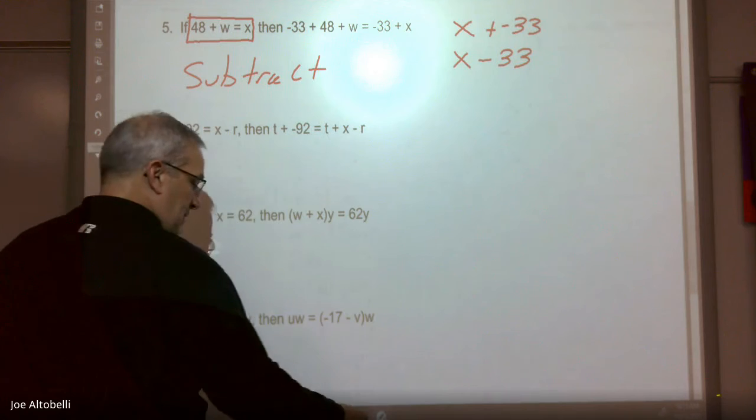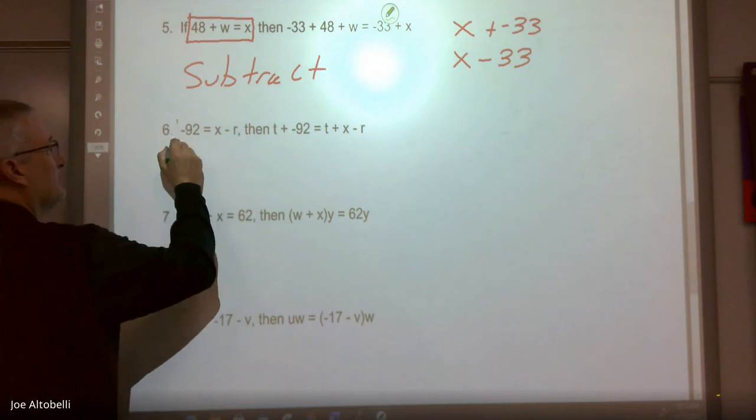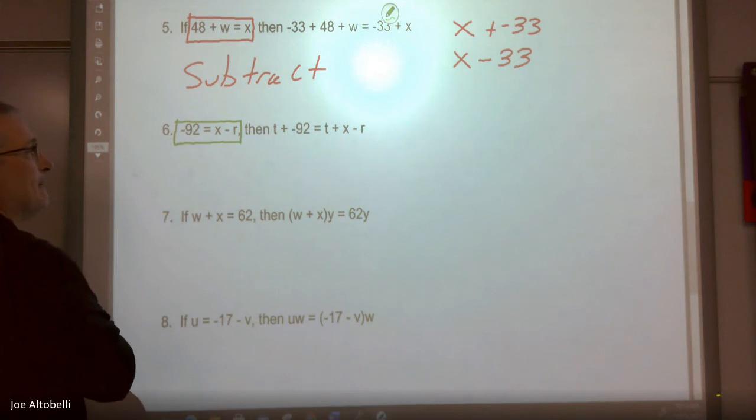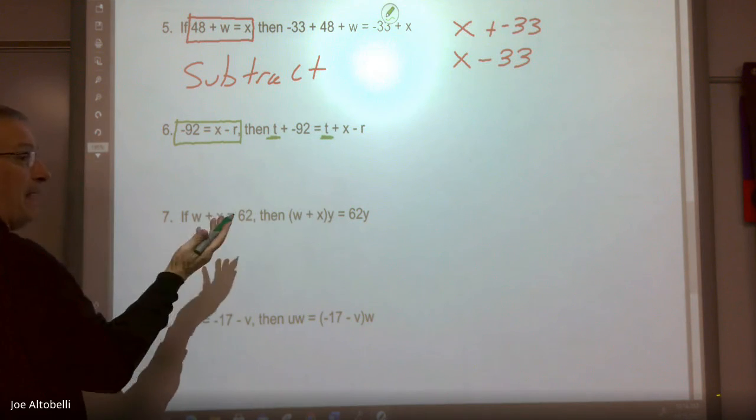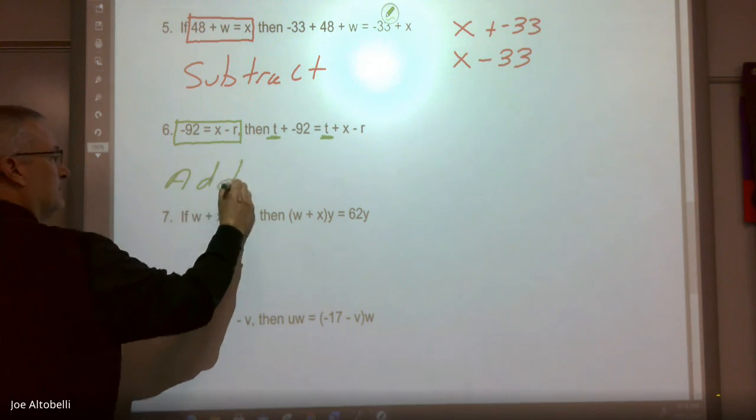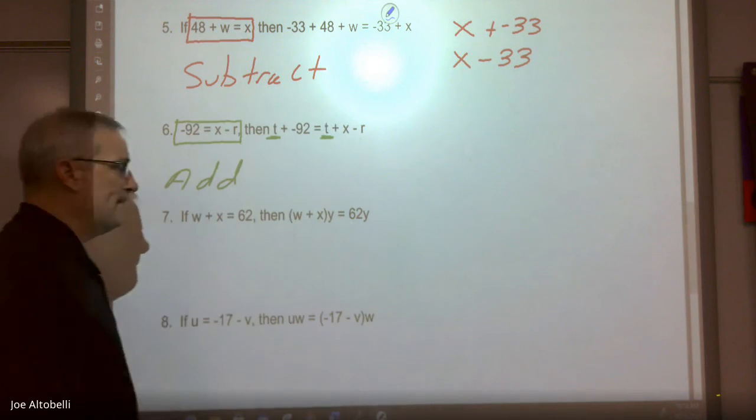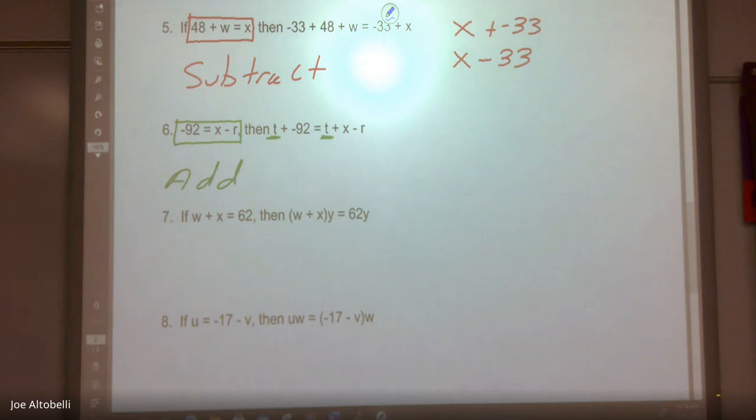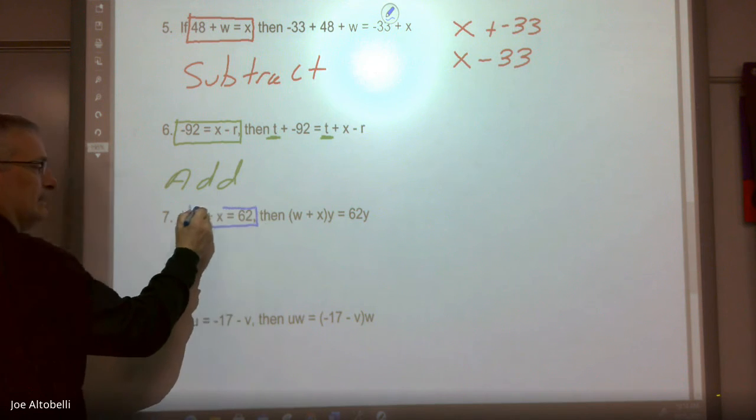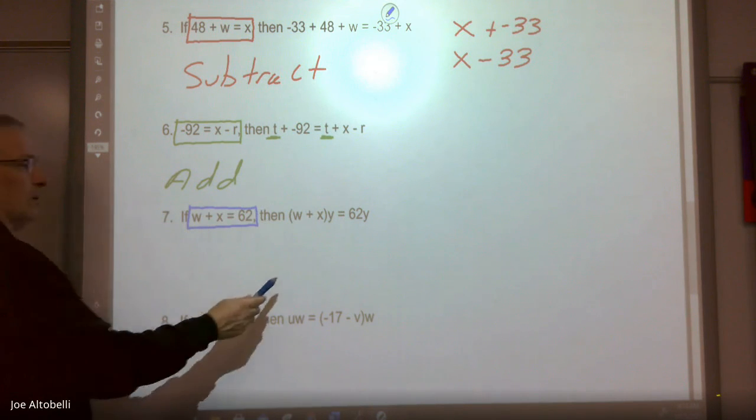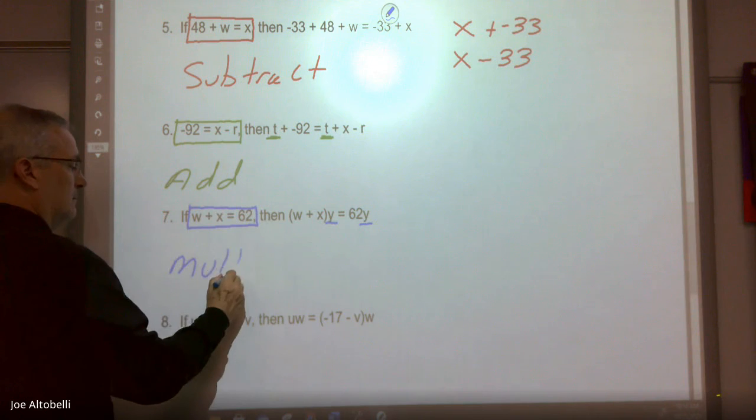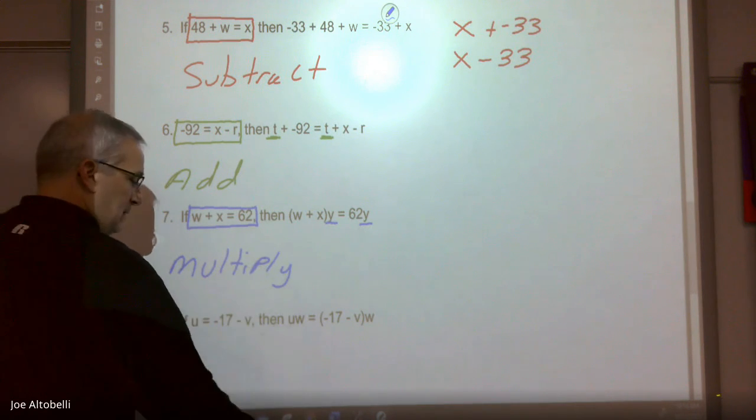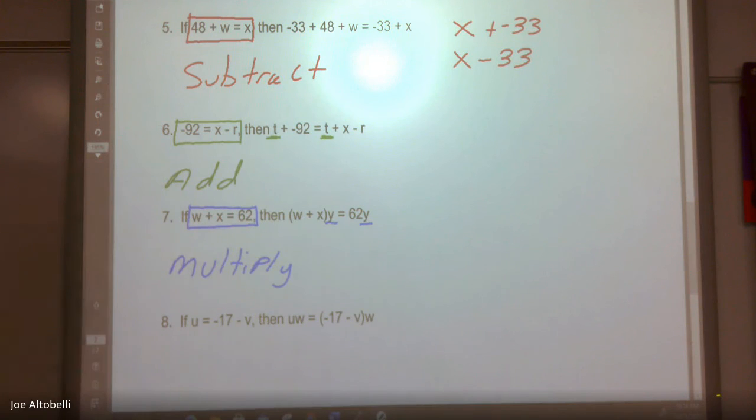Number 6. Here is my equation, and this is what is happening where t is positive, so it is add. Number 7. Here is the equation. And then what are we doing on both sides? Right there. So that is multiply. Or the multiplication property of equality.